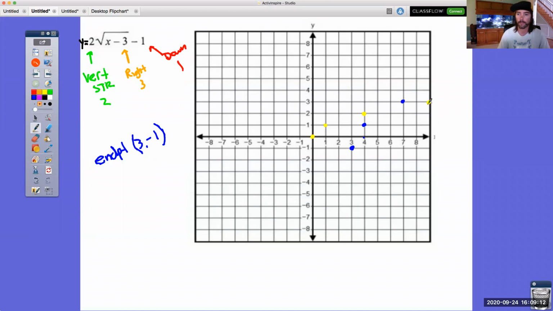Last one. Has a height of 3. Stretch it up to 6. When I go right 3 and down 1, I'm off the screen, so I'm not going to graph that one. Go ahead and connect your points.